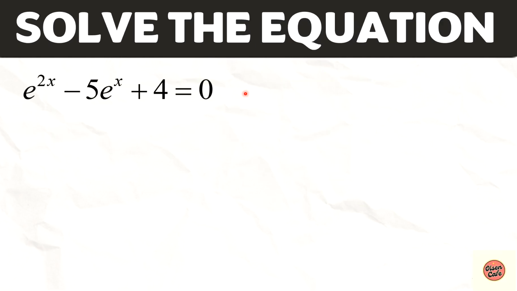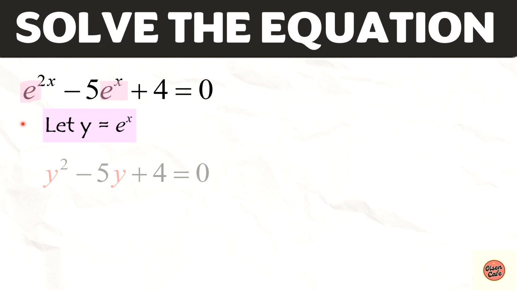So let's start with the very simple equations. Over here, we have e to the power of 2x minus 5e to the power of x plus 4 equals 0. What I am going to do is use the substitution method to replace e to the power of x by y. By doing so, using laws of indices, the first term gives y squared, and then minus 5y plus 4 equals 0.